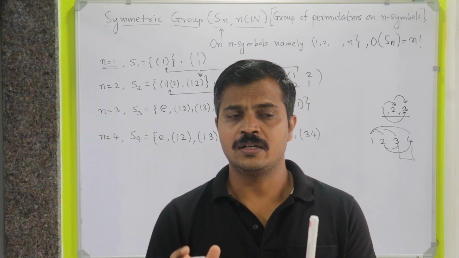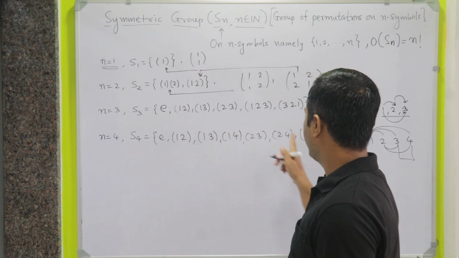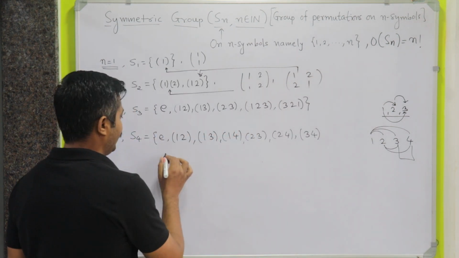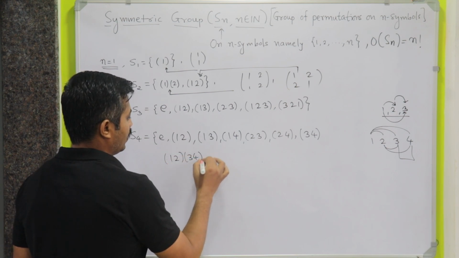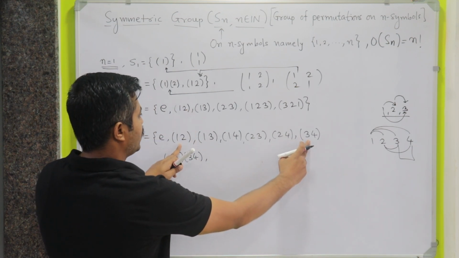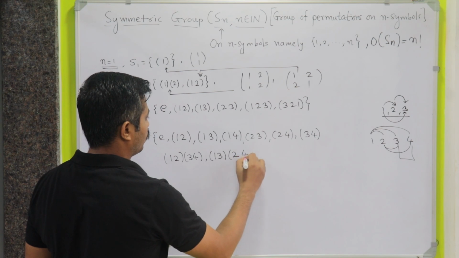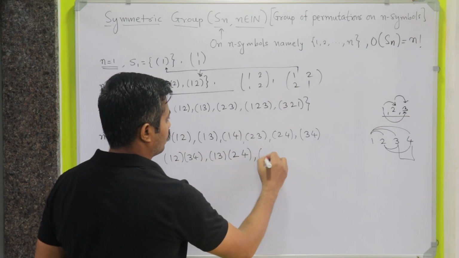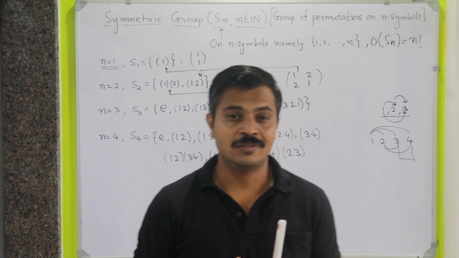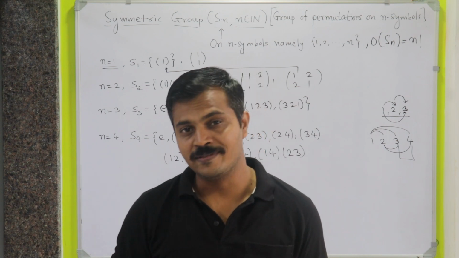Now I am going to use one trick here. I will just combine this one and this one together, take the product of these two permutations. So I will get (1 2)(3 4). Next, take the product of these two permutations: that will be (1 3)(2 4). And finally the product of these two, that is (1 4)(2 3). Remember the number of elements in S4 is 4 factorial, so 24. We have to write all the 24 elements here.